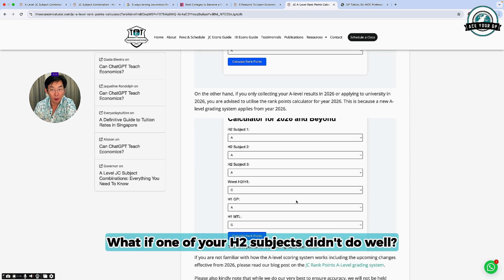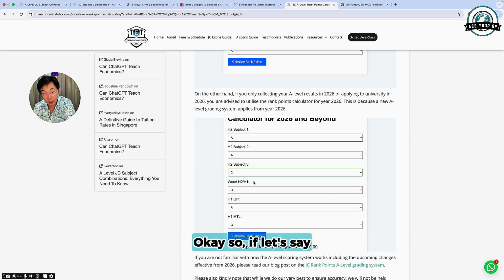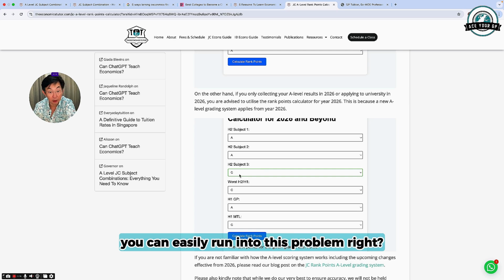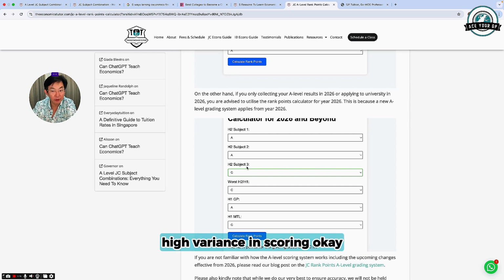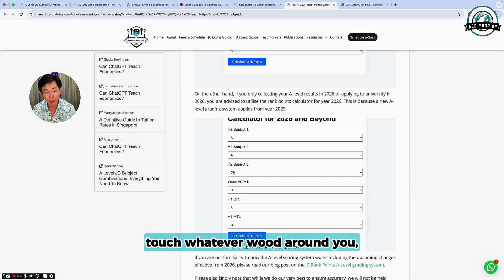But what if one of your H2 subjects didn't do well? If let's say you're not choosing economics as one of the H2 subjects, you can easily run into this problem, right? Because as you have seen and the sharings from ex-students, some of the other subjects have high variance in scoring, a bit more risky and so on. So let's say, touch whatever wood around you, C for one of your H2 subjects.